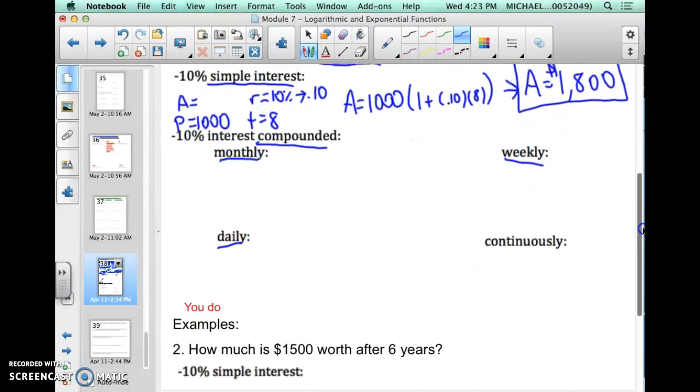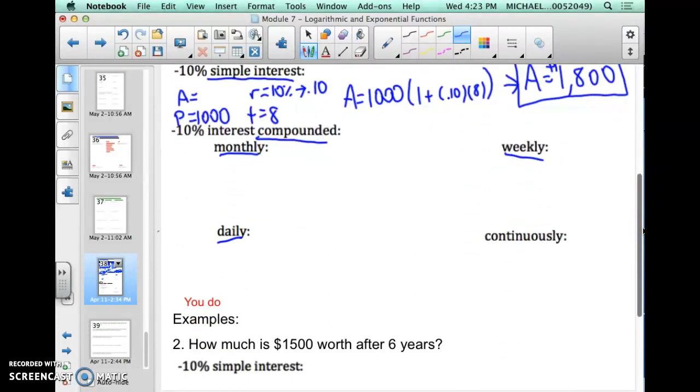For monthly, weekly, and daily, it's the compounded interest formula, and then continuously, it's the continuously interest formula. So if I'm going to do monthly, all the values that I'm going to use for my variables are still the same. My A is still going to be unknown because I'm going to start comparing, what happens if I invest this $1,000 and it's compounded monthly instead of just simple interest? Will it be more or less? We're going to start looking at that.